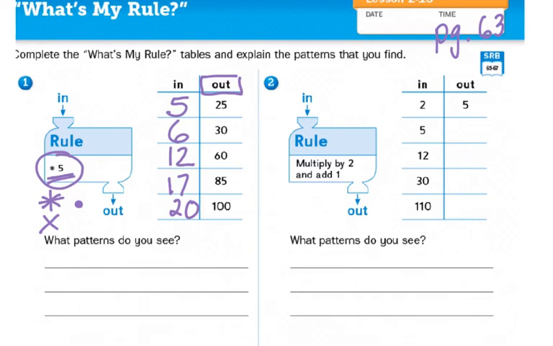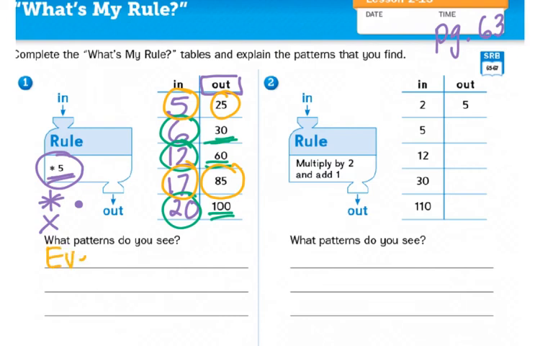Well, here's a pattern that I see. If it's an even number, it has an even product. Even number, even product. Watch this. Odd number, odd product. Product means the answer when you multiply.